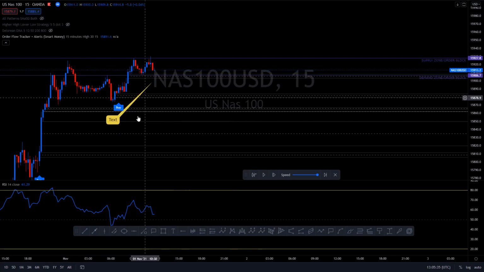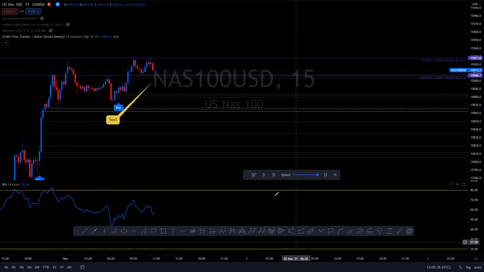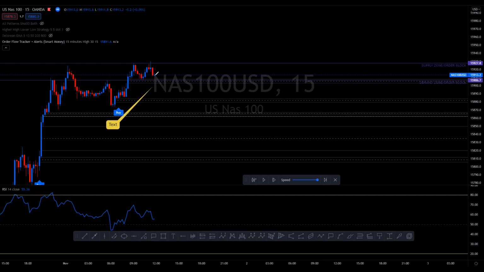So I noticed that there was a lot of imbalance in this area. So I said to myself, price is probably going to maybe, possibly shoot up and correct this imbalance and then maybe sell and fill in this imbalance and maybe fill in this imbalance and then ultimately push price up to create a new all-time high, make price overbought, and then sell price down to where it can cover all these imbalances down here.